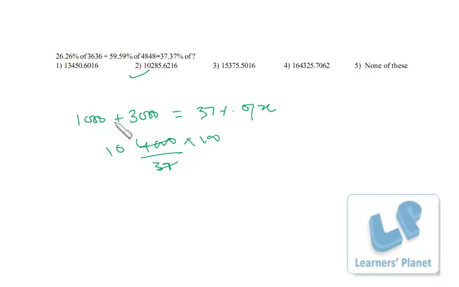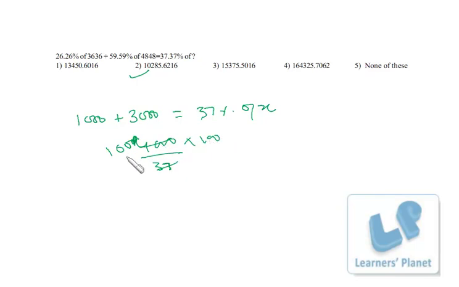This is 4,000. I have written 4,000 over here. 40 divided by 37, 1. We are left with 330. So I'm putting 0 over here, right? So 4,000 divided by 37 will be a bit more than 100, right? 37 into 100 is 3,700. So it is a bit more than 100. So our calculation will be a bit more than 10,000.